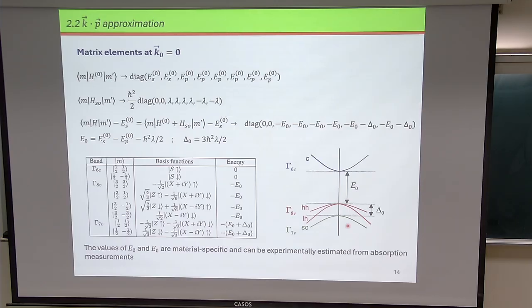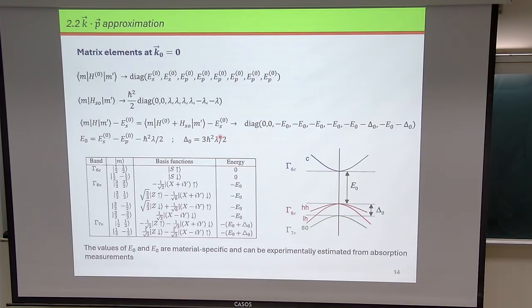Now, I don't know what these values are because these are parameters, this E naught. So E naught is essentially this difference between ES and EP and lambda, and delta naught is given in lambda. So I don't know lambda, I don't know ES, I don't know EP, right? But I can rewrite everything in terms of E naught and delta naught. And I don't know what E naught and delta naught are, but I can get them experimentally.